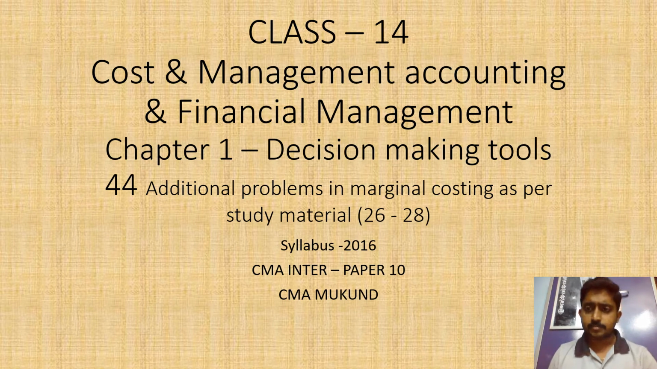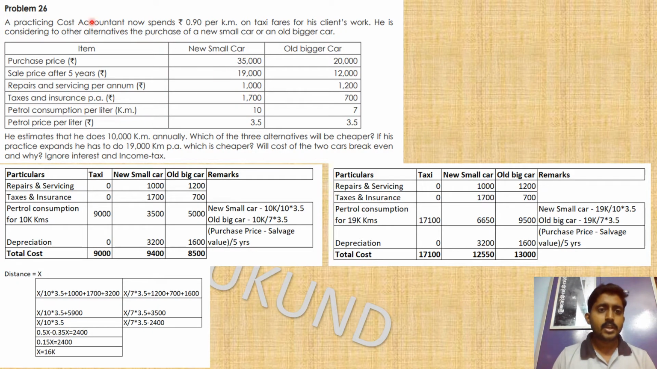So we will move to the next problem. Problem number 26. A practicing cost accountant now spends 0.9 rupee per kilometer on taxi fares for his client's work. Okay, so a practicing CMA is going to the client's place, maybe for cost audit related work. So he is spending 0.9 rupees per kilometer.